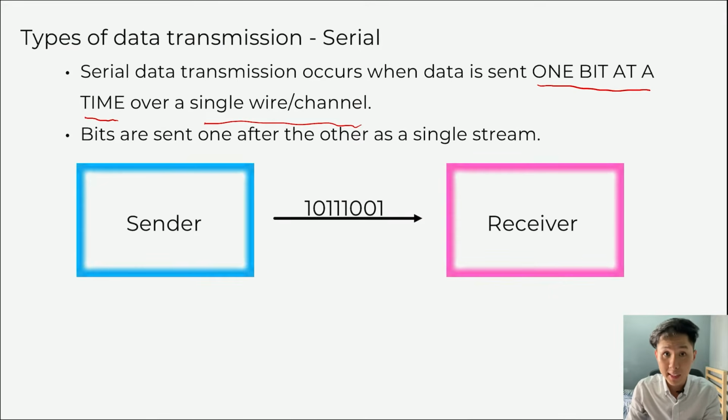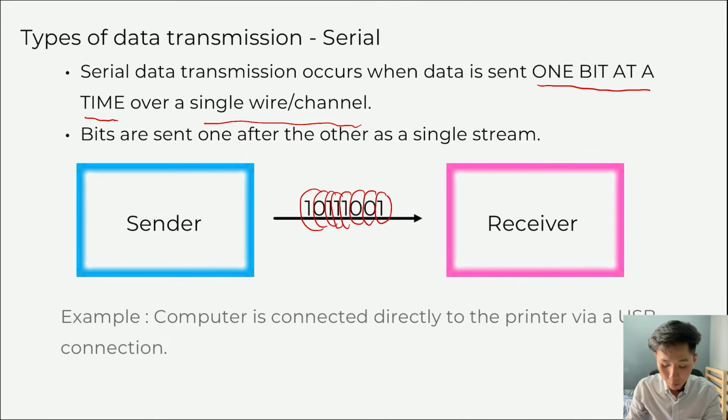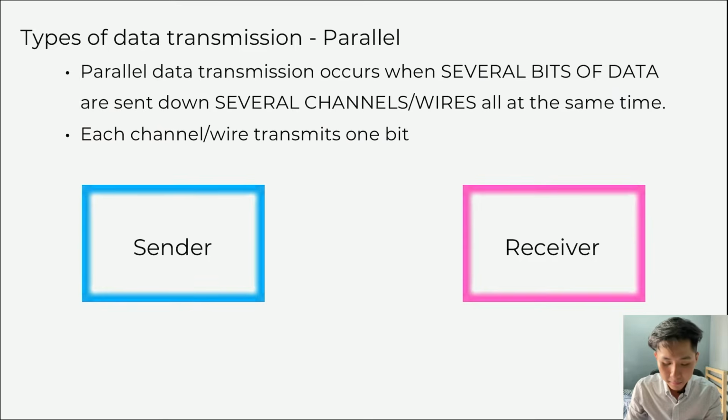If the sender were to send a message to the receiver, it will send the bits one by one instead of multiple bits at the same time. So this is serial data transmission. An example would be a computer connected directly to the printer via a USB connection.